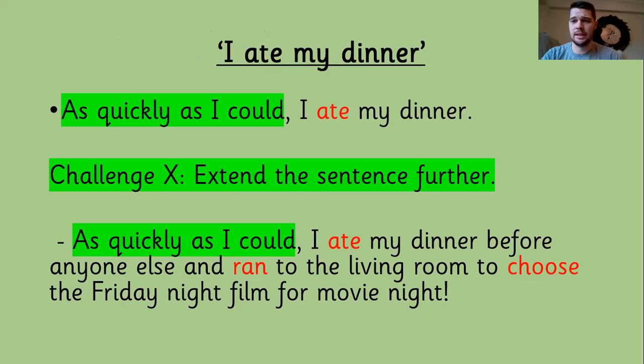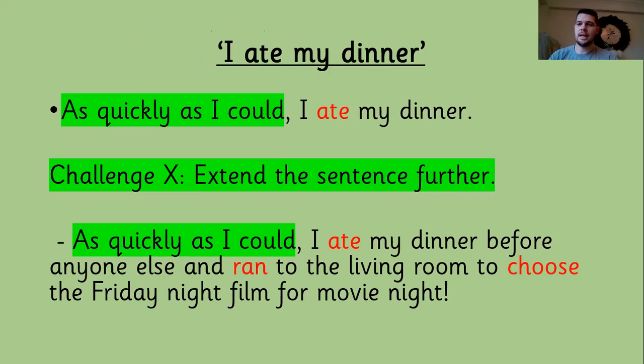So I ate my dinner, number 1. As quickly as I could, comma, I ate my dinner. Okay? So whilst this is still manner in a way, how, it also tells me when. It's still related to time because it was as quickly as you could. What we might do is we might say, yesterday, comma, I ate my dinner.